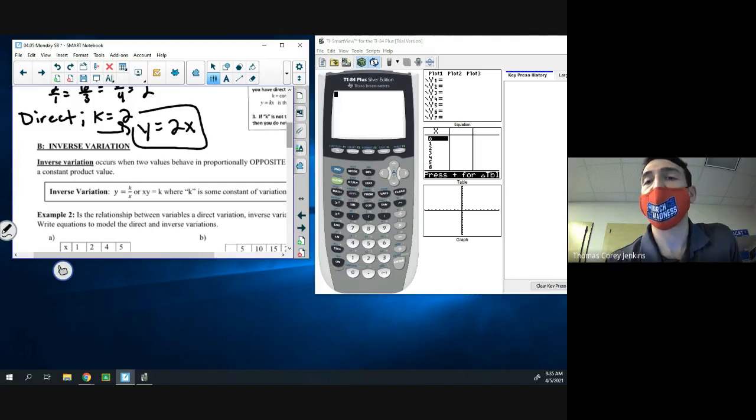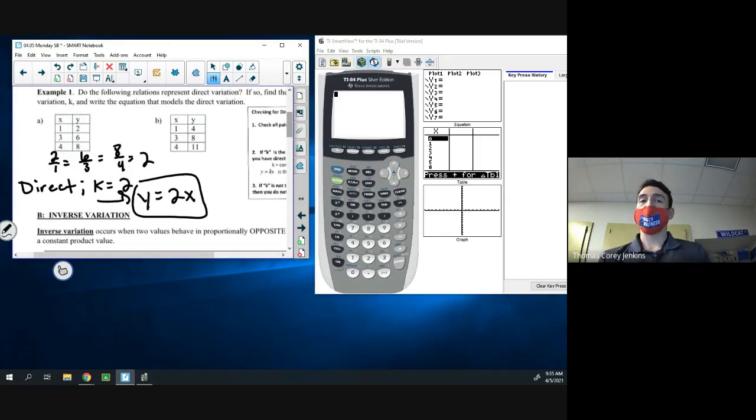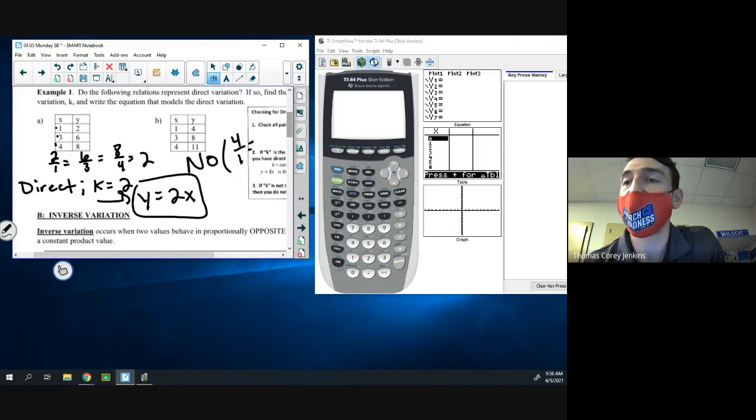Anytime you write an equation like that, you can check to see if it really works. If I do 2 times 1, I get 2. 2 times 3, I get 6. 2 times 4, I get 8. Then you can have one like B where it might be obvious, but that would be a no, because 4 over 1 is not the same thing as 8 over 3. So we don't need to worry about the 4 and the 11 after that.